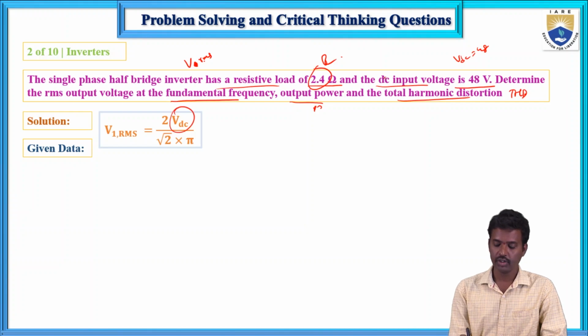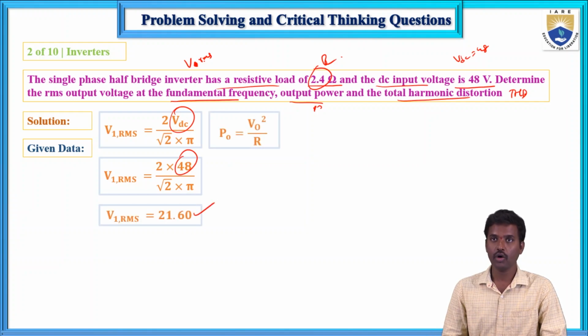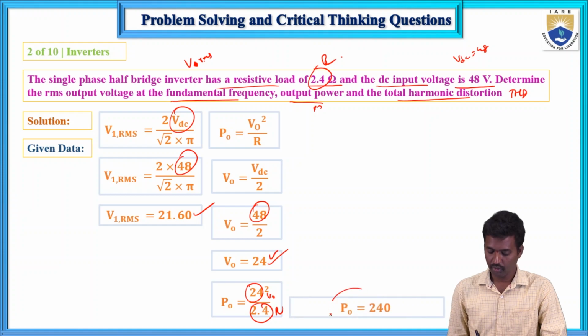Here VDC is 48, and that value equals 21.60. Next, output power equals V0 square by R. V0 means VDC by 2, and VDC is 48, so substituting you will get 24 as the output voltage. After getting V0, substitute V0 square by R, with V0 equal to 24, and the output power equals 240 watts.